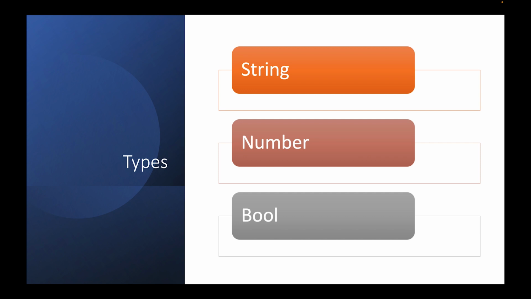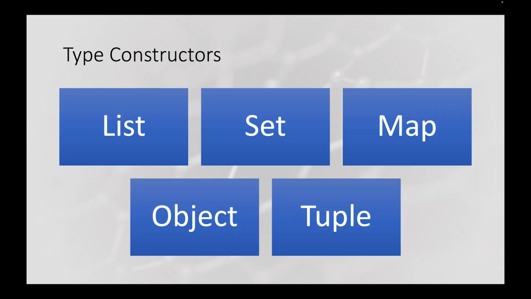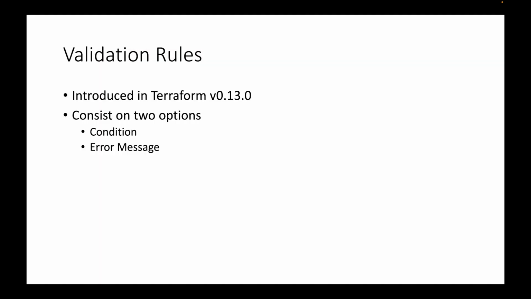The different types, as we mentioned earlier, are string, number, and bool. And then within that, you have type constructs. So you can do a list, a set, a map, an object, and a tuple. Now, when it comes to validations in Terraform for your variables, this was introduced in version 0.13.0, and validations consist of two options, which are your condition and then your error message. Your condition is, if this is true, then okay. If not, then produce the error message.